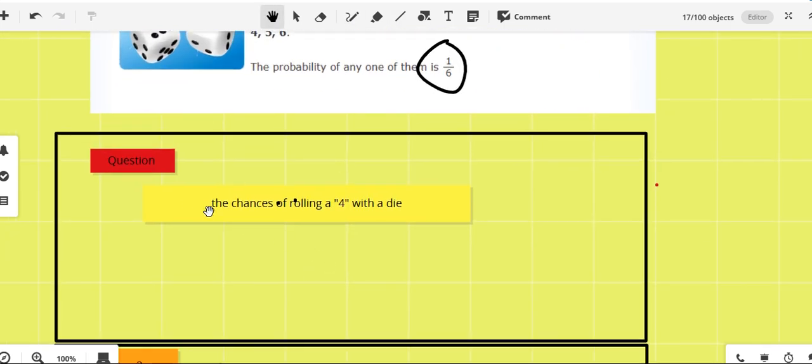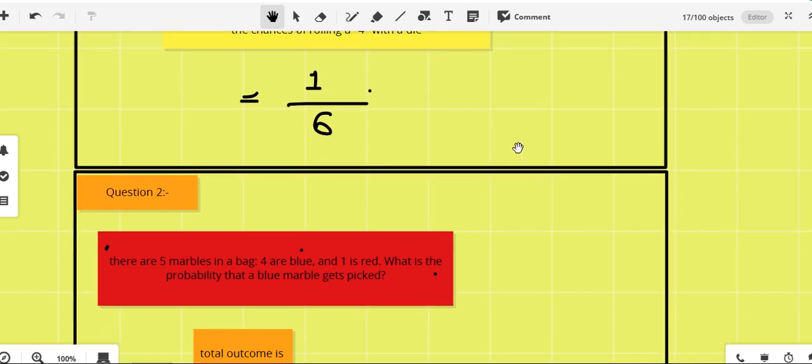Let's look at the example. The chances of rolling a 4 with a dice. If one dice is rolled, and they're asking about the chances of a 4 coming, you write the probability for that. We know the total possibilities: if you are rolling one dice, it has 6 possible outcomes, and 4 will come just once on the dice, so it will be 1 out of 6.